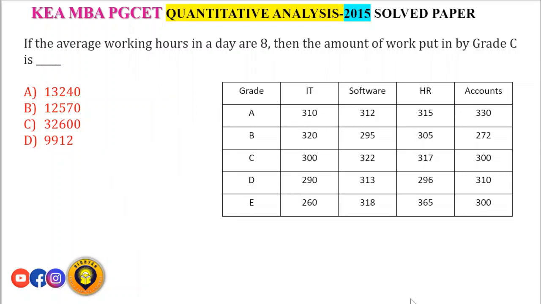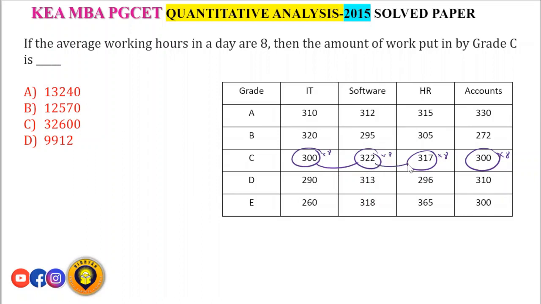If the average working hours in a day are 8, then the amount of work put in by grade C is, amount of work put in by grade C. So here in IT there are 300 people working. They'll work for 8 hours. 322 people work in software for 8 hours. 317 people work 8 hours each, and 300 people in accounts work 8 hours each. That is in the grade C. So total number of people is how much? First find total number of persons, then multiply by 8. You will get it very fast.